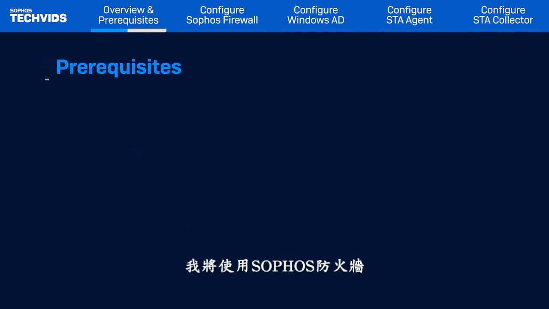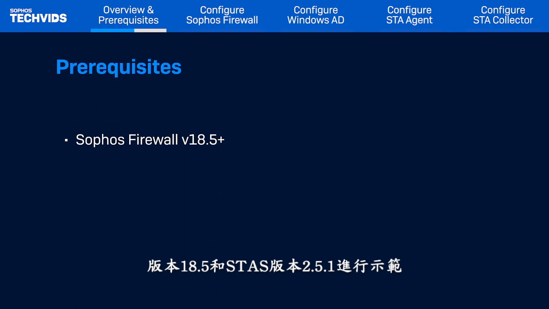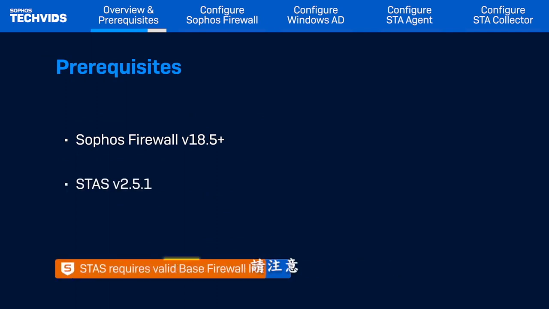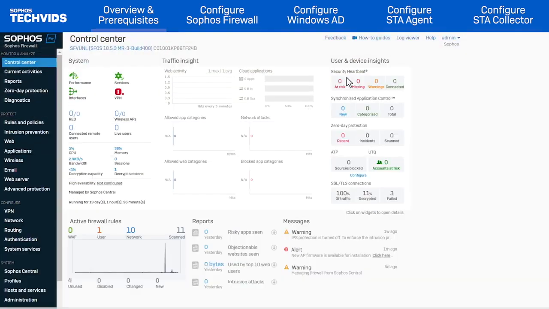I will be demonstrating with Sophos Firewall version 18.5 and STAS version 2.5.1. Please note, for STAS to function properly, you will need a valid base firewall license. Let's get started. We will start with the Sophos Firewall configuration.